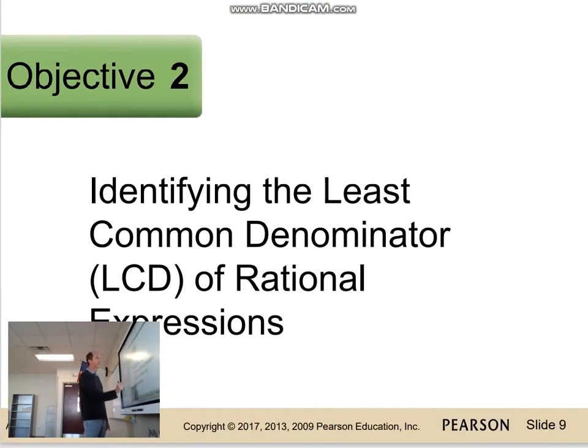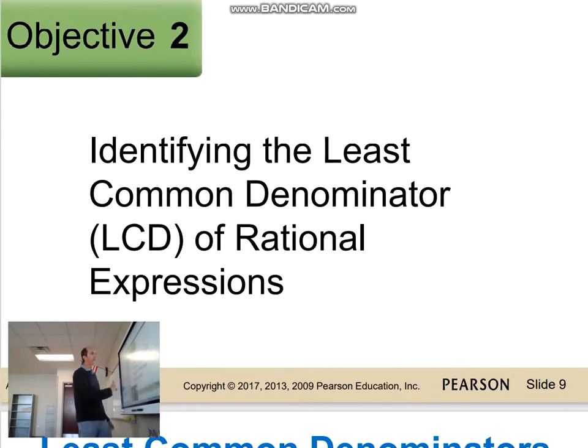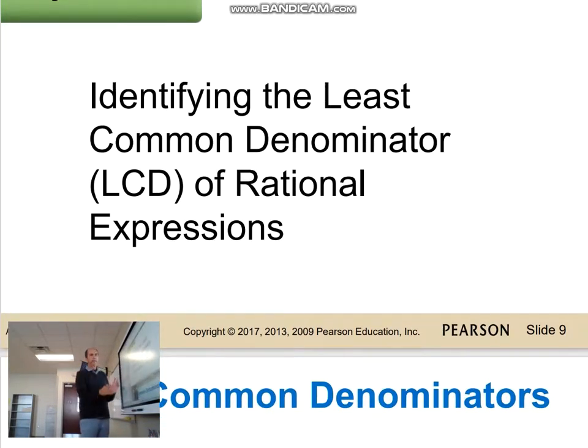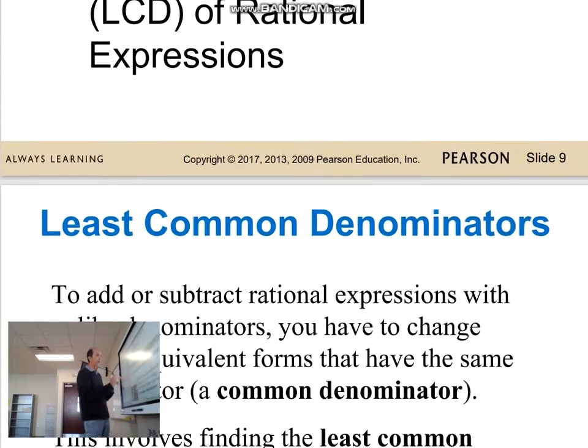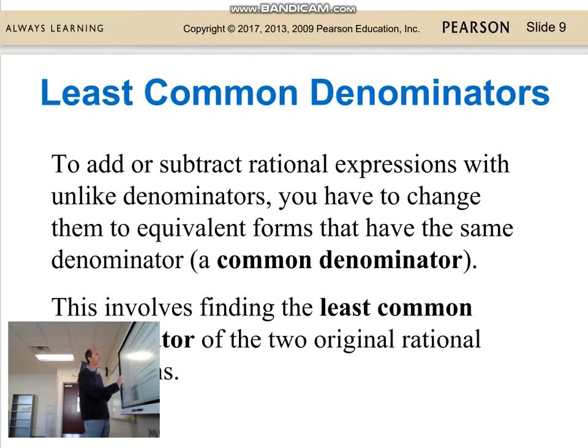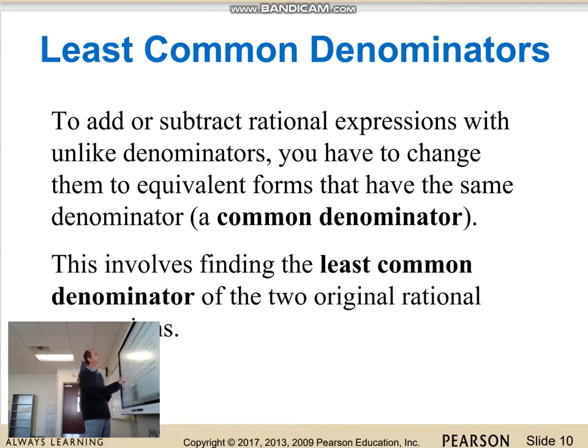Now, objective number 2. Identify the least common denominator of rational expressions. This is one step before we work with rational expressions with different denominators. So before, we need to know how to find the least common denominator. And you will see a bit later why we need this.